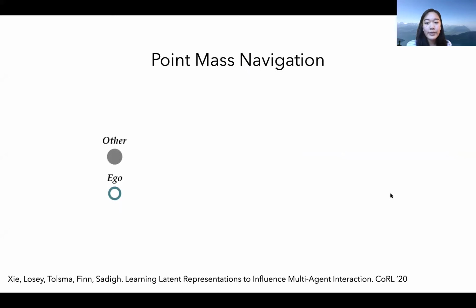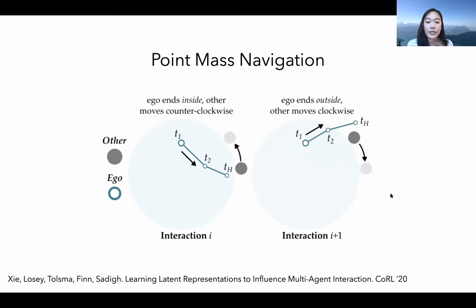And so we evaluate this framework in a simple navigation task where we have an ego agent in teal and the other agent is represented in gray. The ego agent first starts each interaction at T1, while the other agent is somewhere along the shaded blue circle. The ego agent needs to capture the other agent in this game as quickly as possible, but doesn't get to observe the position of the other agent. After each interaction, the other agent will be moving around the circle, which creates this non-stationary environment.